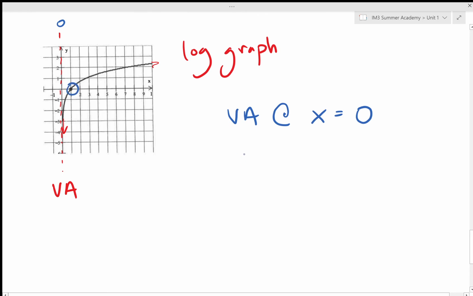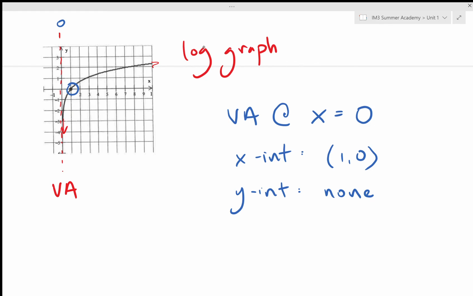As for intercepts, here's an intercept. That one's actually an x-intercept. That point is at (1, 0). It looks like it gets to the y-axis, but actually the y-axis is the asymptote, so it doesn't touch it, doesn't cross it, so there is no y-intercept. But we can do domain and range. Now don't get lazy, these aren't going to be the same as before.